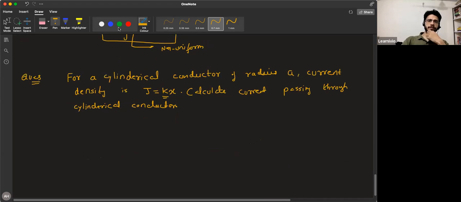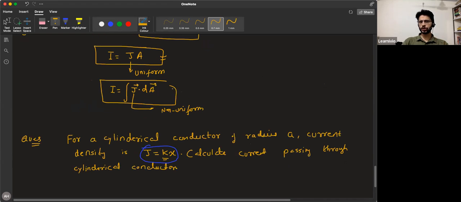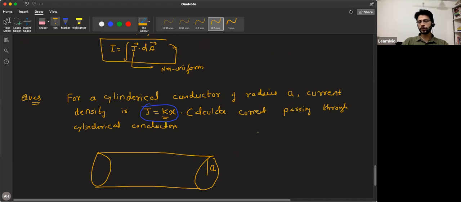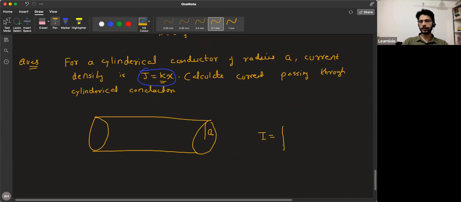So current density is given. Current density is non-uniform. You're supposed to calculate current. If current density is non-uniform, we'll be using this integral, right? Integral of J. So this is your conductor. The radius of the conductor is A. So to use this expression, I is integral of J dot dA. See, what we will do is, we will first consider a current element.